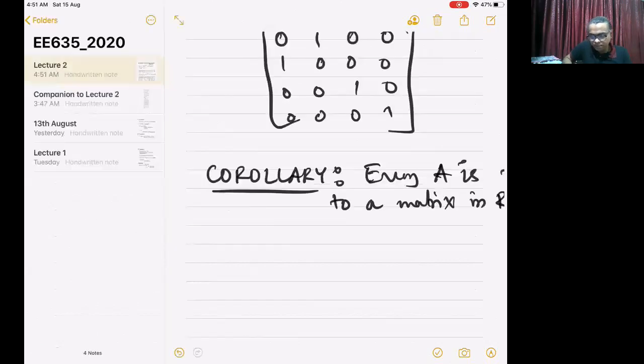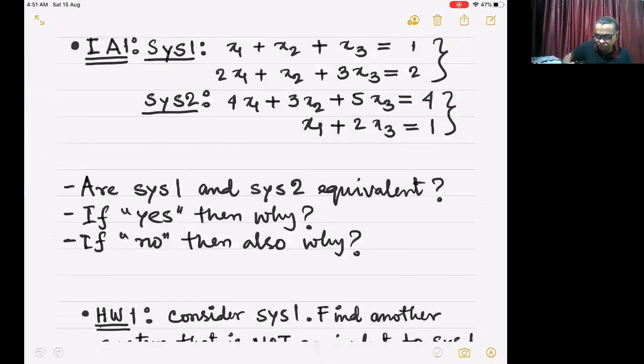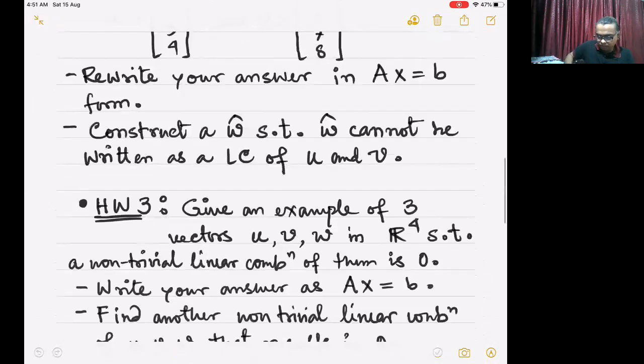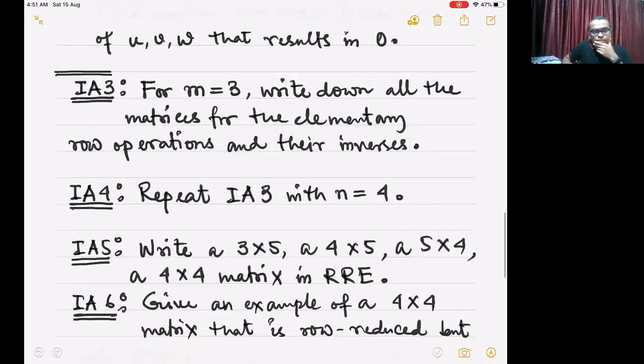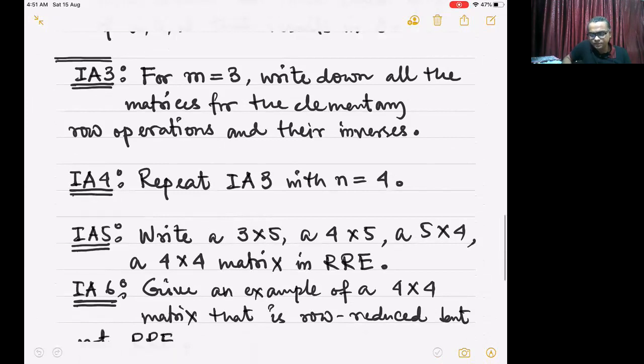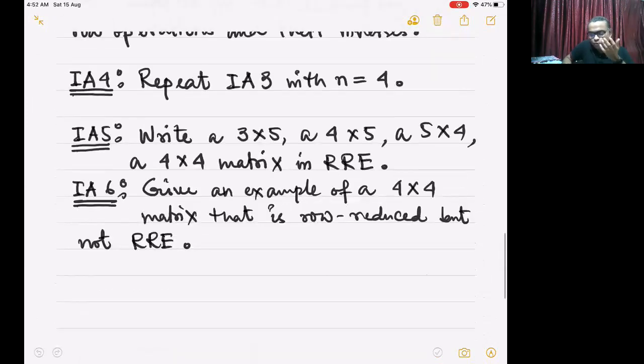Before we finish, once again, I have these companion problems for you. IA3: for m equal to 3, write down all the matrices for the elementary row operations and the inverses. Repeat IA3 with n equal to 4. IA5 says write a 3 by 5, 4 by 5, 5 by 4, 4 by 4 matrix in RRE form, and give an example of a 4 by 4 matrix that is row reduced but not RRE. Do these exercises.